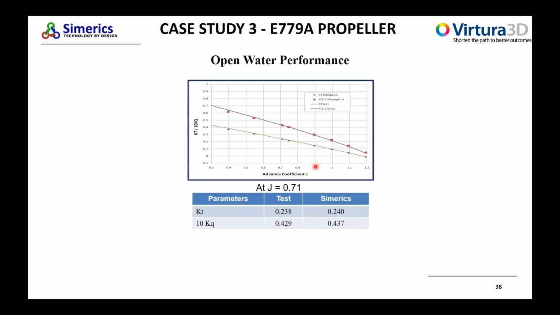So here, first I show the performance data. For different advance coefficients, we are looking at the KT and the KQ. Essentially, we are looking at the performance curve for this propeller, and you can see the data. The simulation data quite closely matches the test data, essentially. So this is for this propeller.